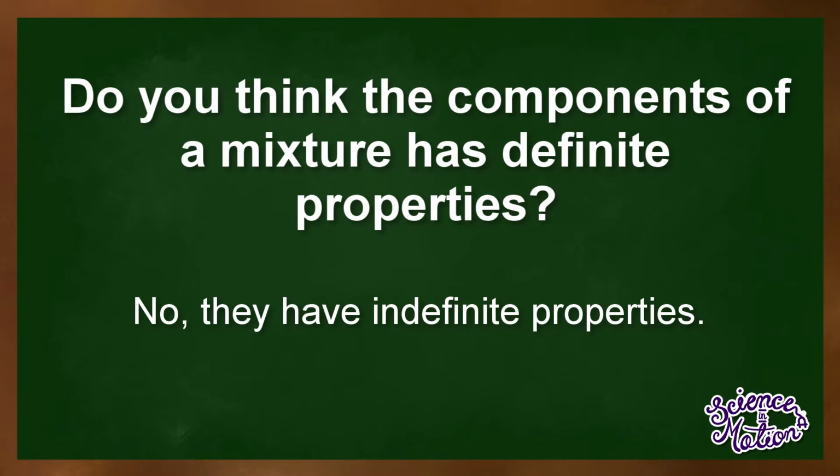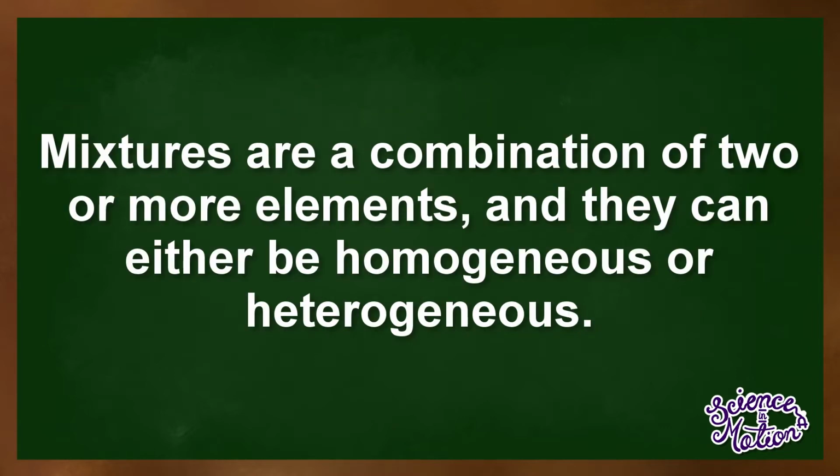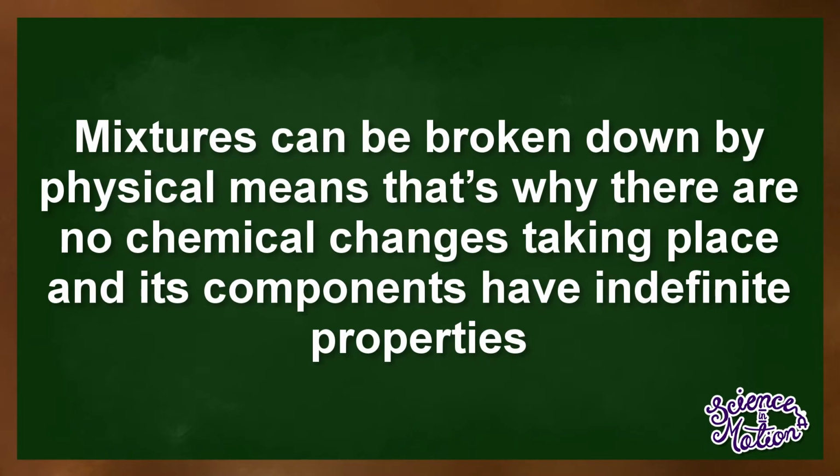Therefore, if we are going to sum them all up, we will come up to these concepts. Number 1, mixtures are a combination of two or more elements, and they can either be homogeneous, or a mixture in which the composition is uniform throughout, or heterogeneous, or a mixture in which the composition is not uniform throughout. And number 2, mixtures can be broken down by physical means. That's why there are no chemical changes taking place, and its components have indefinite properties.